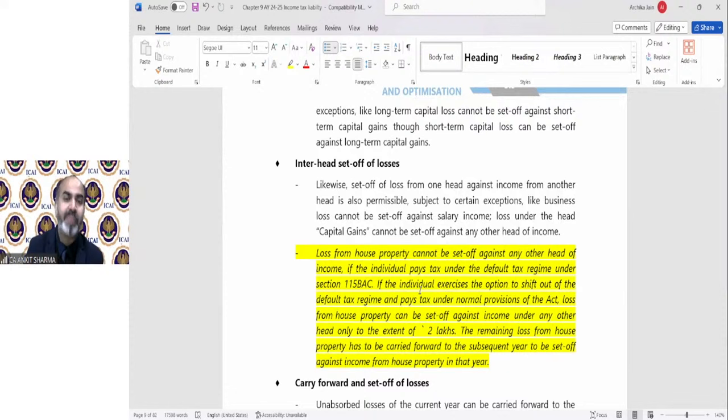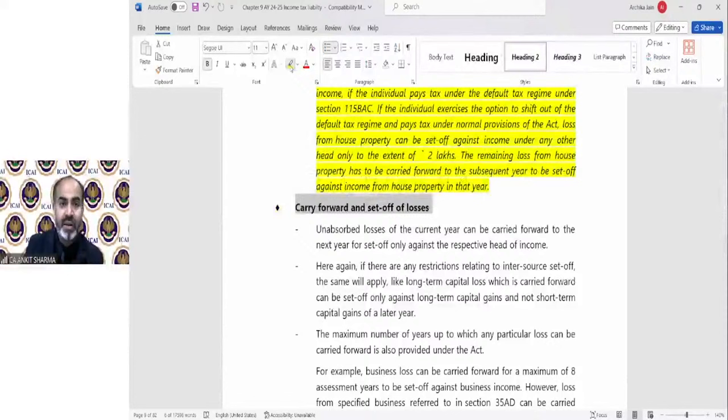You must have gone through the provision in the set-off chapter. If those losses cannot be set off in the previous year, then you can carry forward losses into subsequent years also, as per the provisions mentioned. Some losses can be carried forward for 8 years, some losses can be carried forward for 4 years, and some losses can be carried forward for infinite time. So these provisions of carry forward and set off of losses have been discussed in that chapter. So we are not discussing anything new till now.